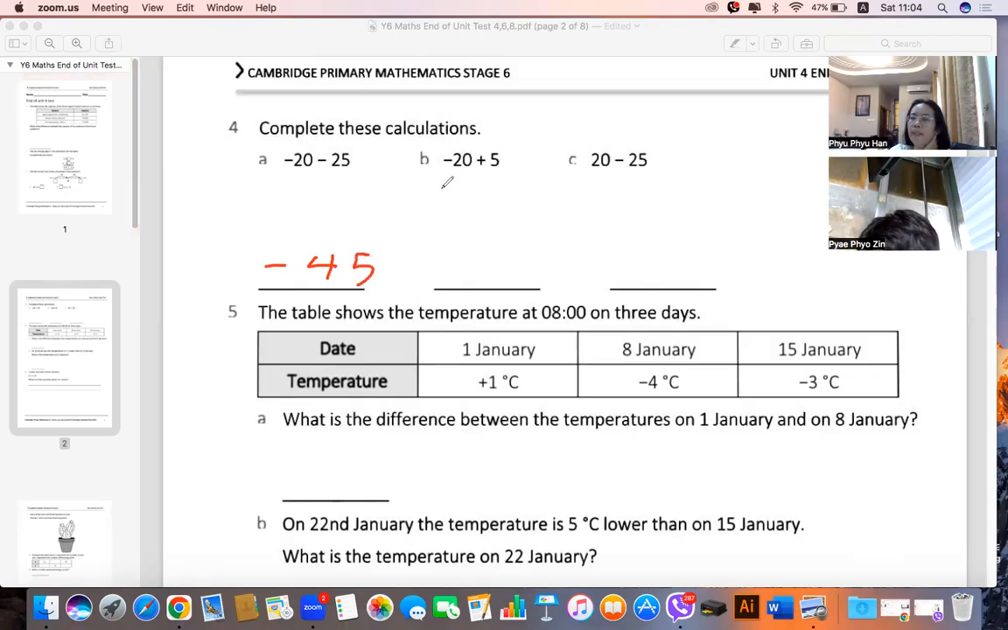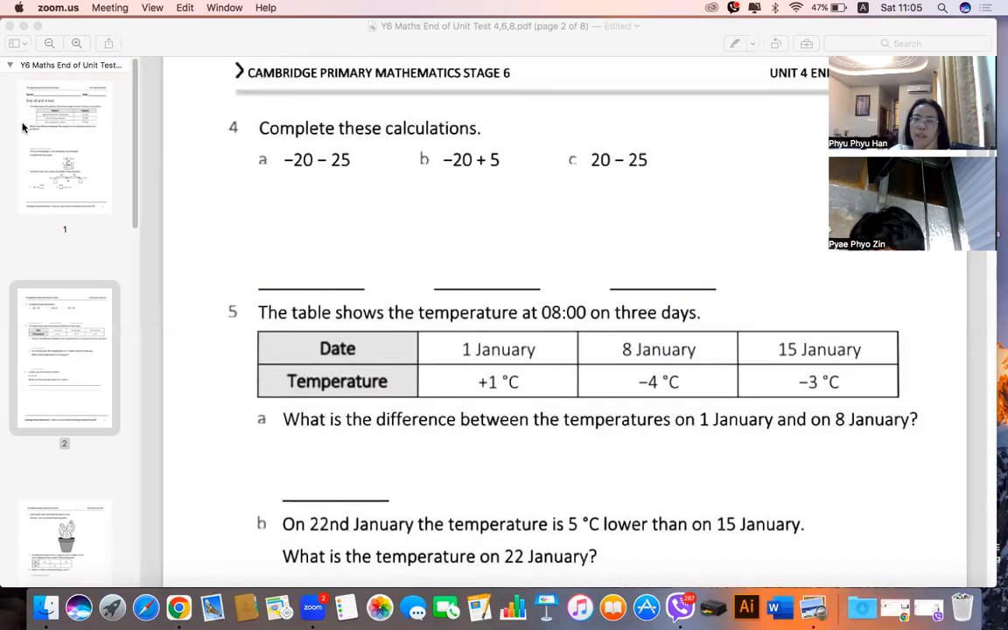So how about B? B will be minus 15. Minus 15, correct. How about C? Minus 5. Minus 5, correct. So you know what to do.